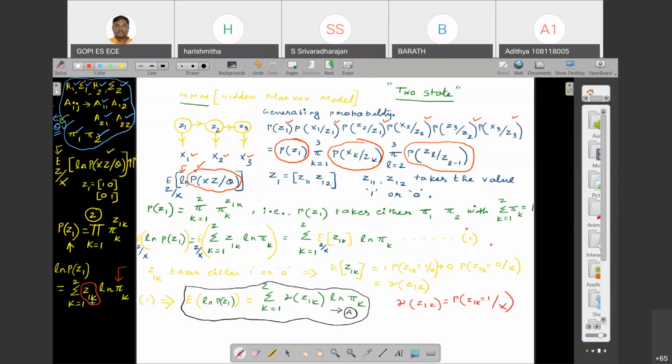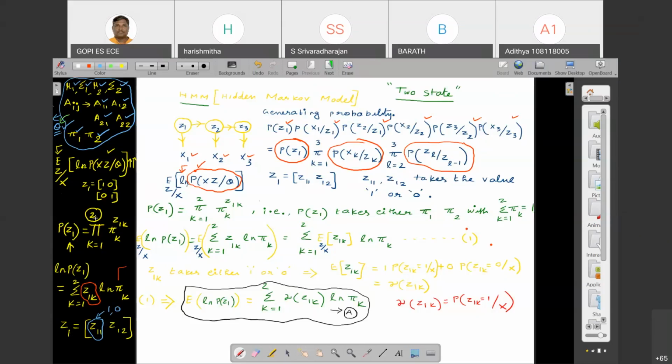But what is it? Z1k takes the value... see, z1. This is again another interesting point, right? Z1 actually has two elements, which are z11 and z12, right? So depending upon k, you get either z11 or z12. Let us take k equal to 1 now. In that case, it is just z11. So z11 means what? It either takes the value 1 or 0. We have only two choices for it, right?